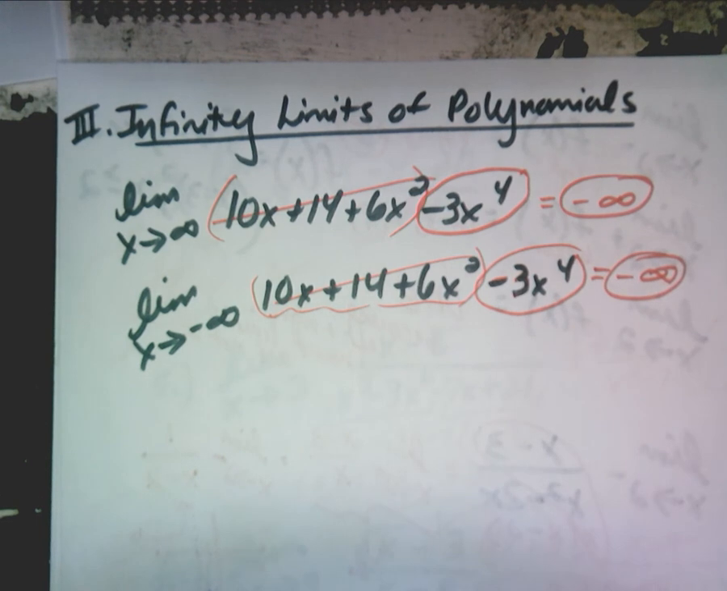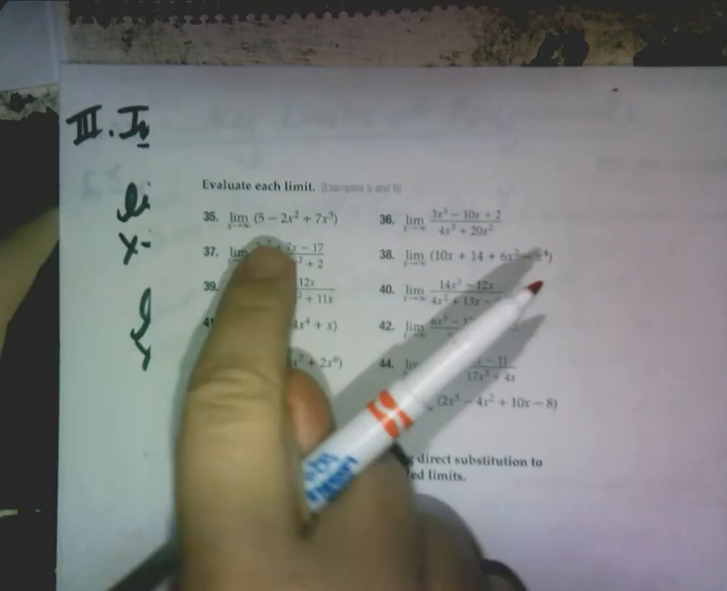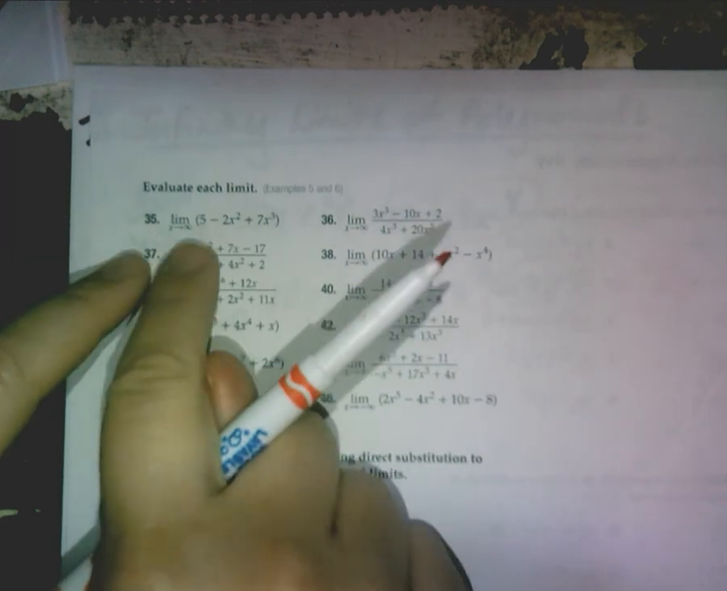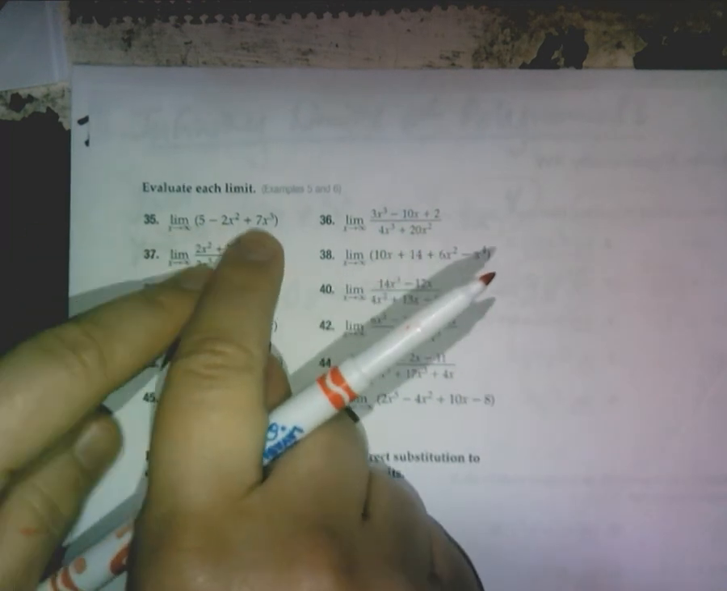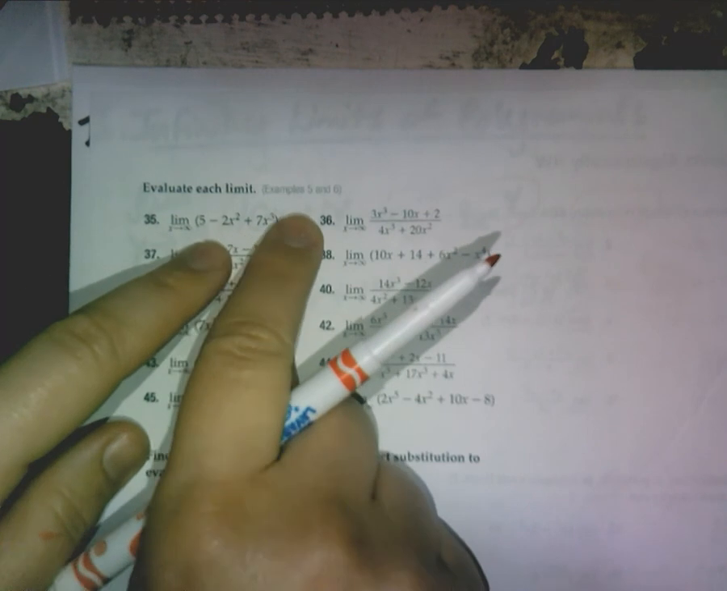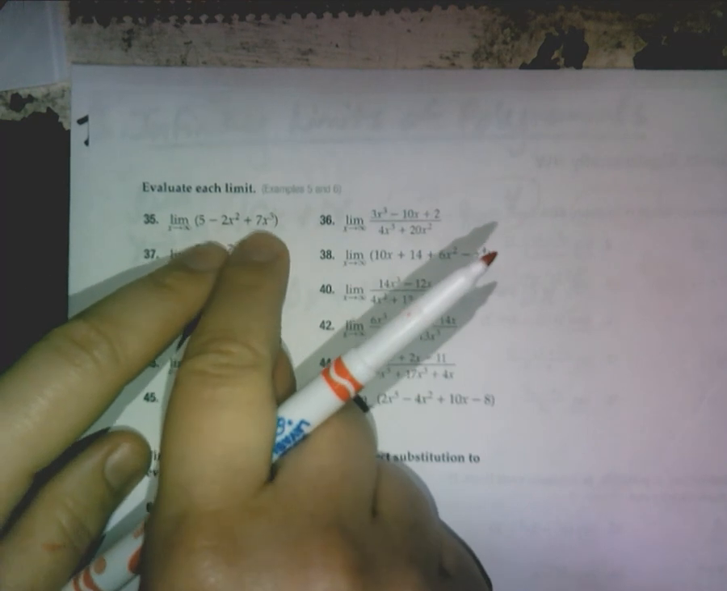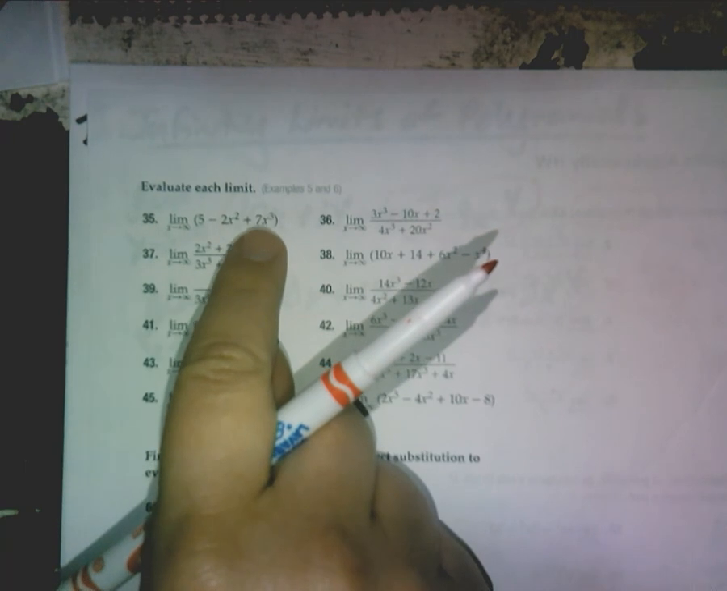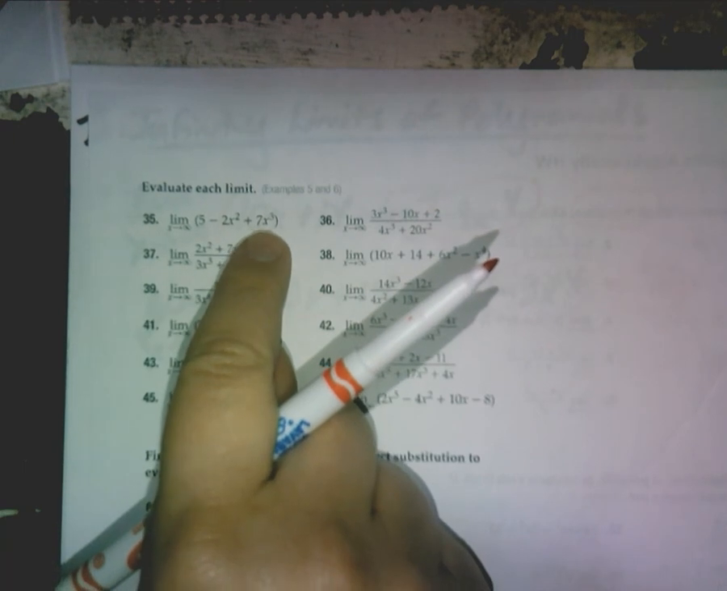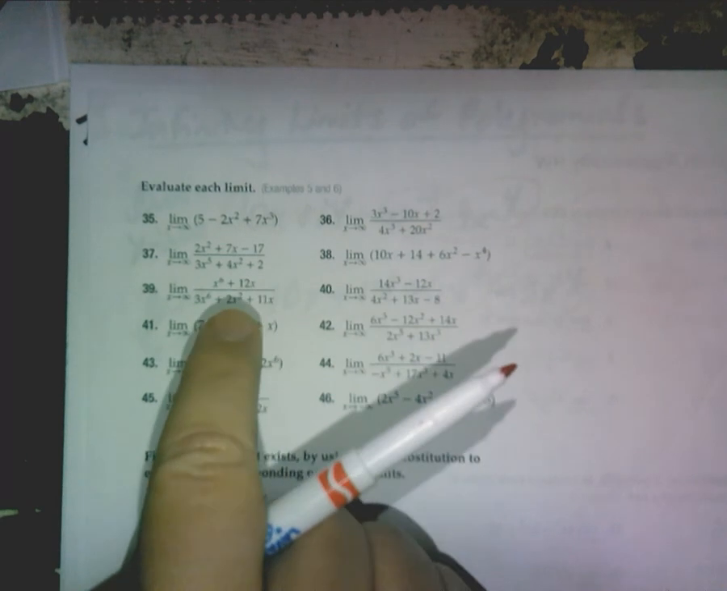Okay, so let's now look at one of your homework problems on this. Let's look at this first one. Number 35. As x goes to infinity of 5 minus 2x squared plus 7, don't even worry about, look at the highest power right now. 7x to the third. As x gets more and more larger, where are you headed for? Positive infinity, okay?